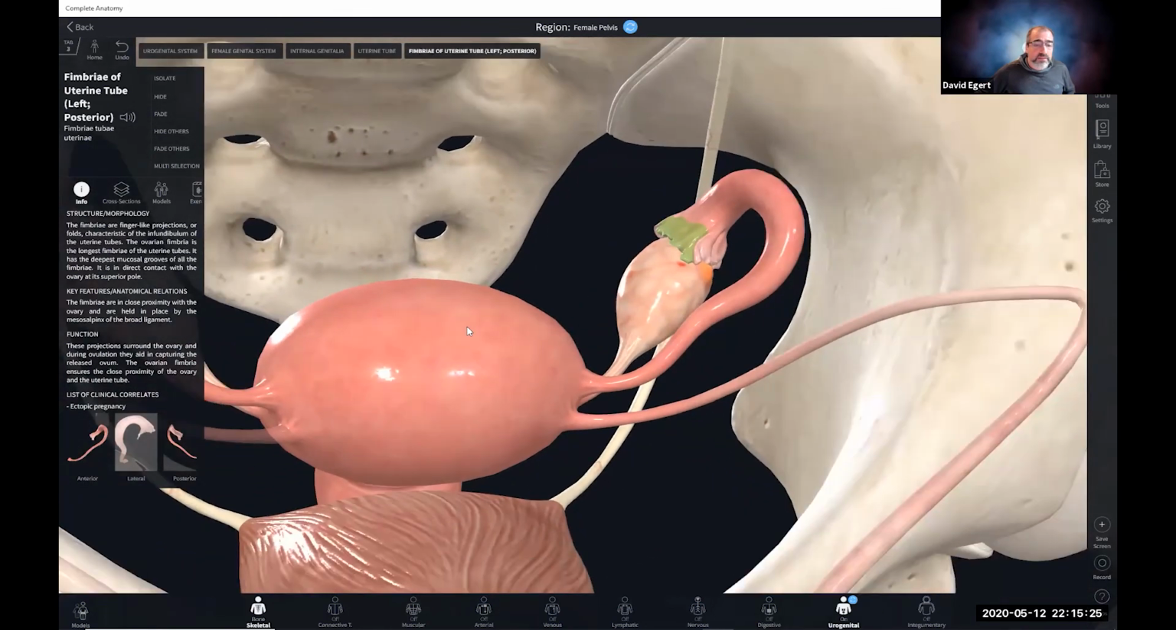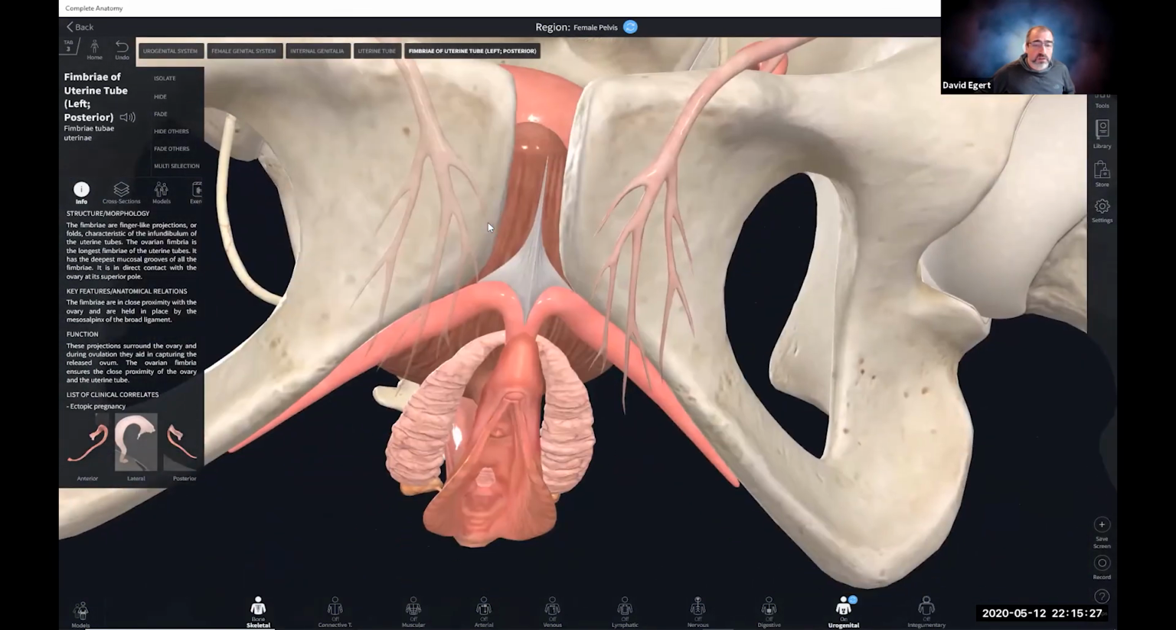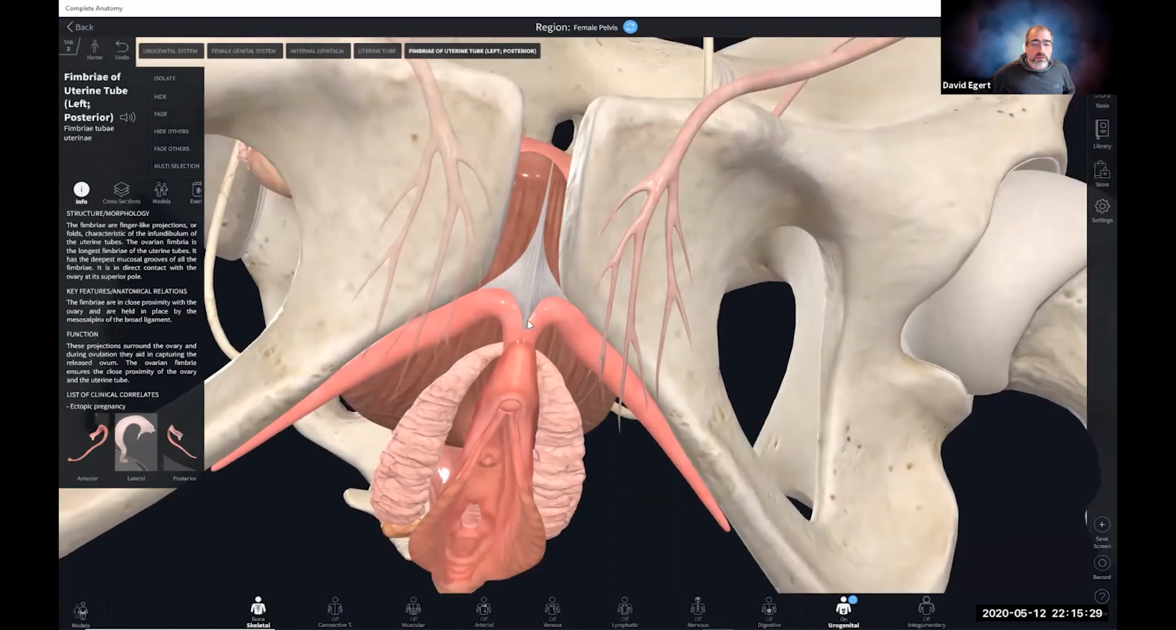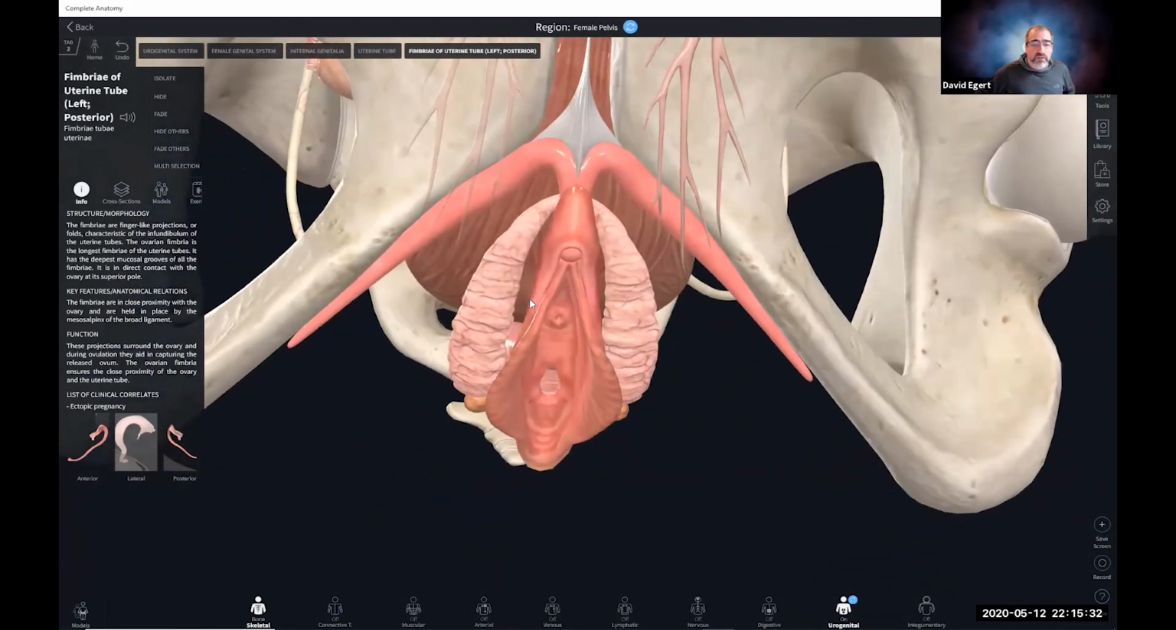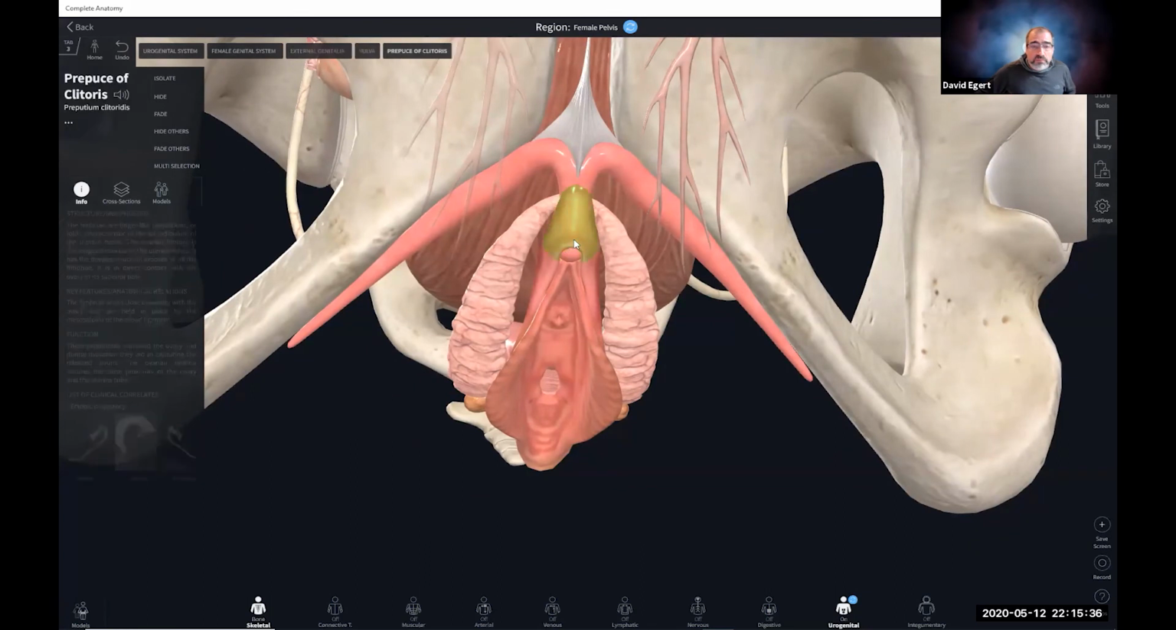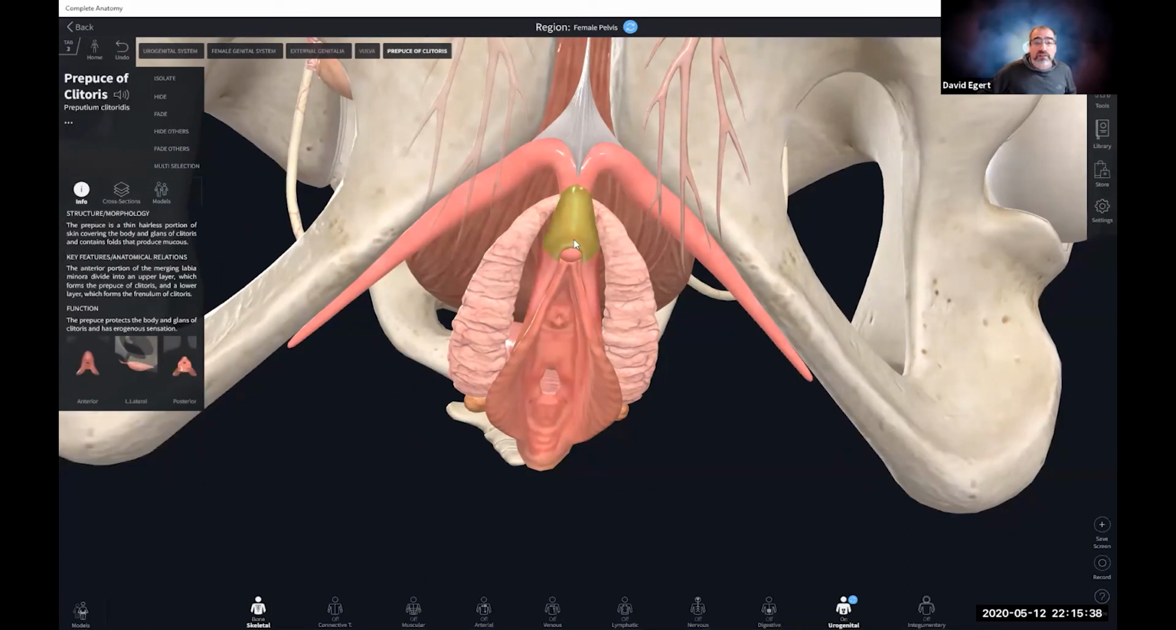Other things in the model that are useful. So here we are looking again at the vulva. Here's the prepuce of the clitoris. Again, right, the foreskin of the clitoris. We're going to hide that. And now we can see the clitoris.